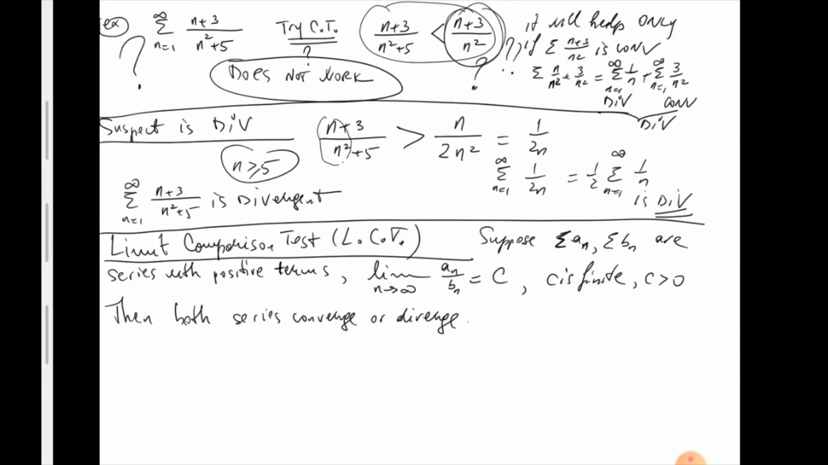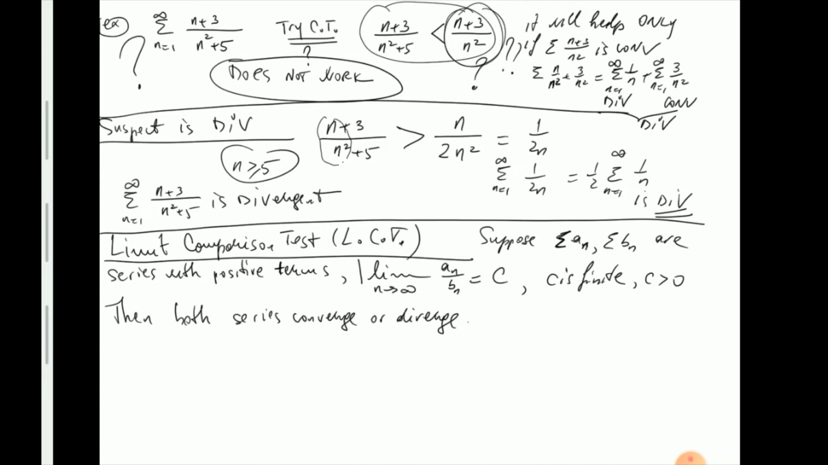If the summation of Bn is convergent, the summation of An is convergent. If the summation of Bn is divergent, the summation of An is divergent. So all you have to do is compute this limit, and if C is finite and positive, then the nature of both series is the same.